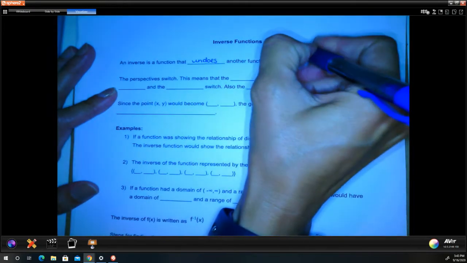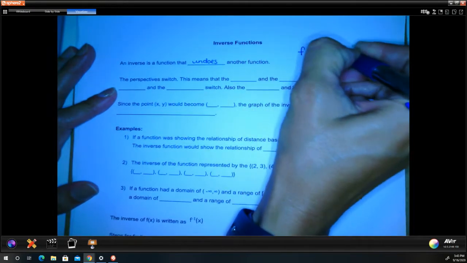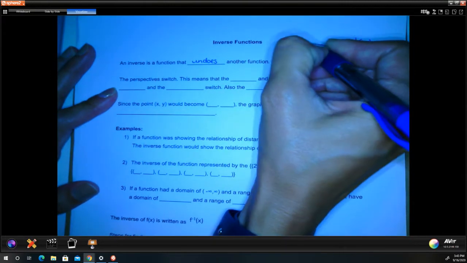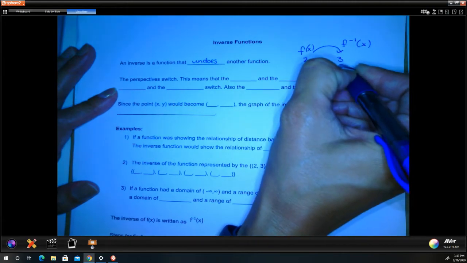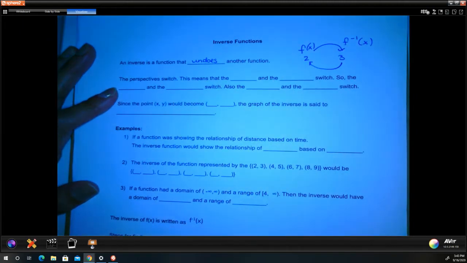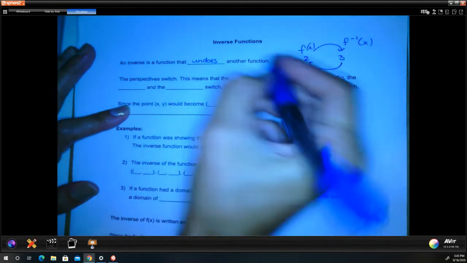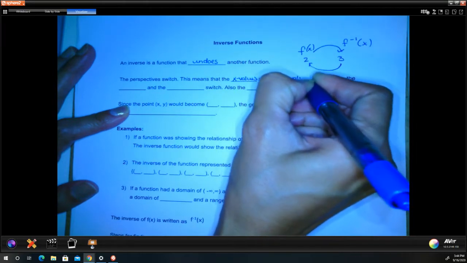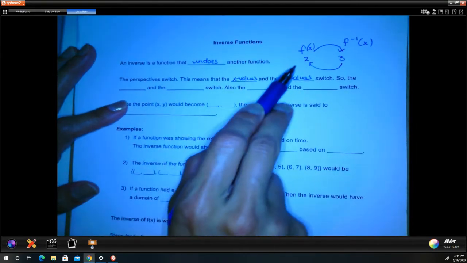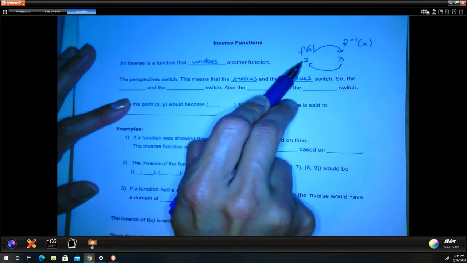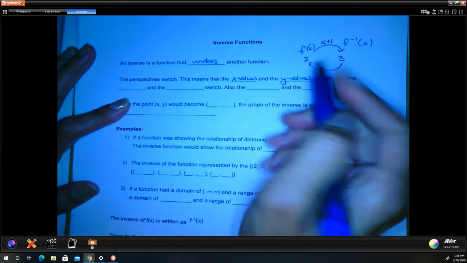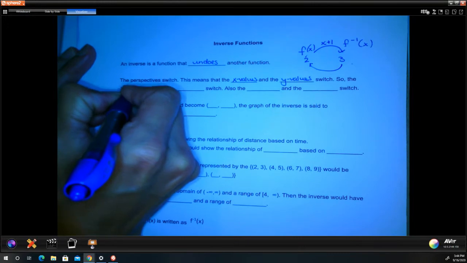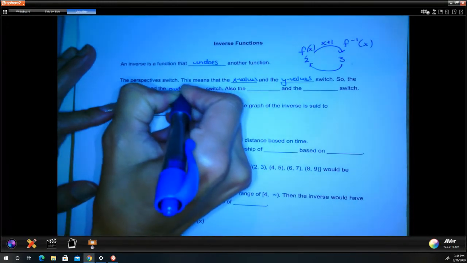So let's say we have a function where when you put in 2, the output is 3. The inverse function, which we'll talk about as we go through, would take 3 and the output would be 2. The perspectives completely switch. This means that the x values and the y values switch. Remember, we call our x values the input. Like if we put 2 into our function, say our function is x plus 1, the output would be what we get. So the input and the output values are going to switch.